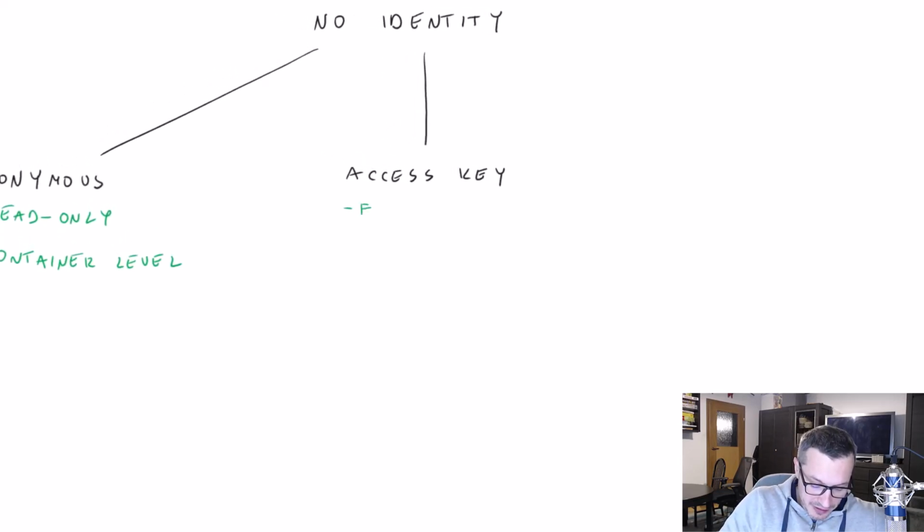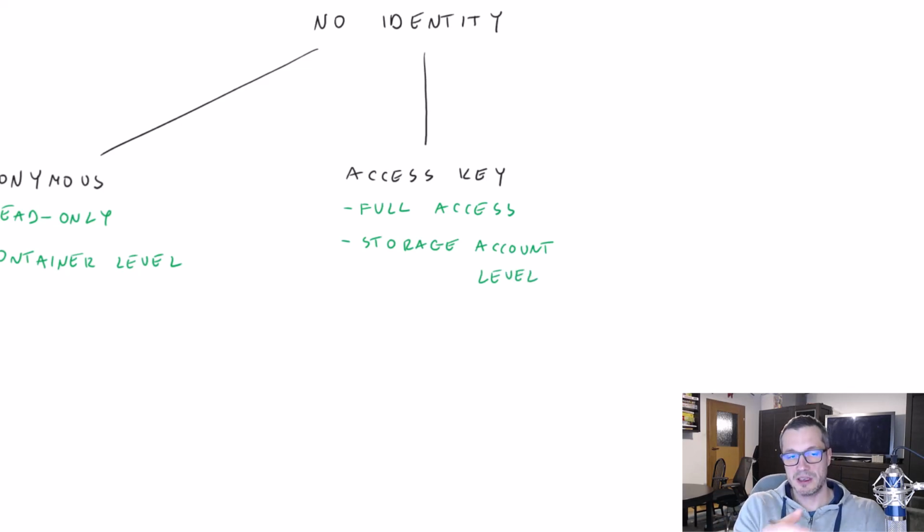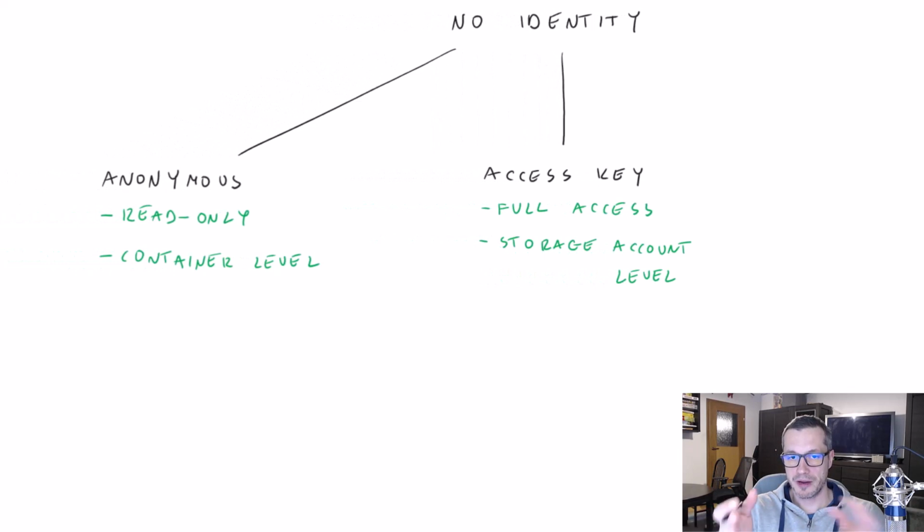So let me write it down that it gives us full access. And it cannot be restricted. If you use an access key, then you've got full access. And secondly, it is set at the storage account level. So previously, in case of anonymous access, we could set it container by container. Here, when using access keys, it's set for the whole storage account.